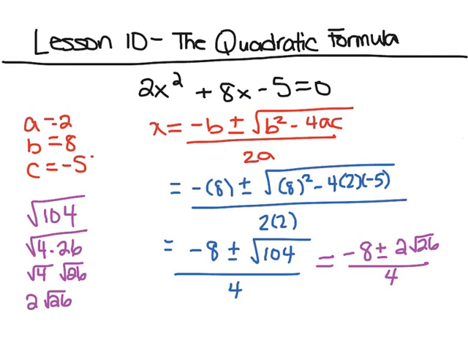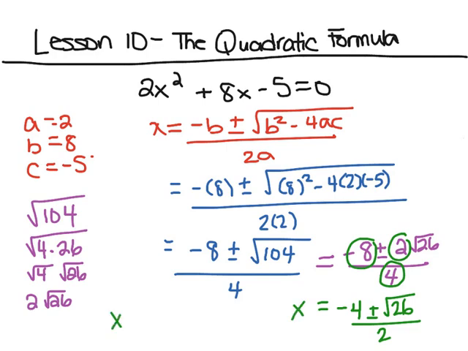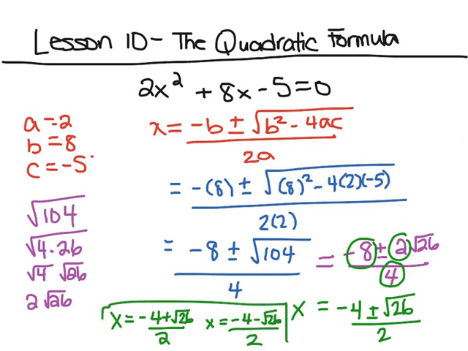Now we look for common factors. Because all of these numbers are divisible by 2, we can take out a 2. So this turns into negative 4 plus or minus the square root of 26 over 2. So your final solution would be x equals negative 4 plus root 26 over 2, or x equals negative 4 minus root 26 over 2. And all you do is leave it as a radical. That's why you need to know how to simplify them. And that would be an exact answer, an exact solution, because you would have no rounding with the root of 26.